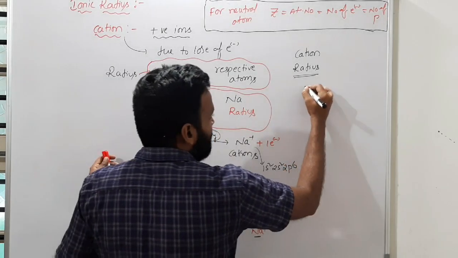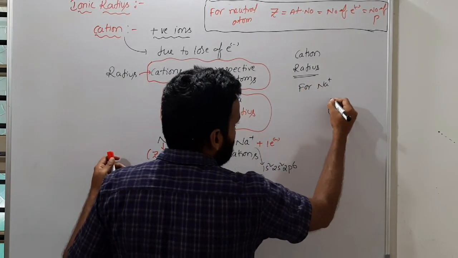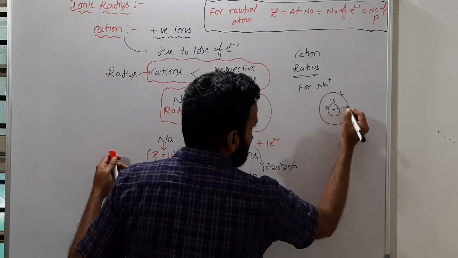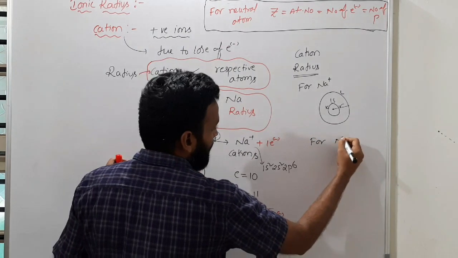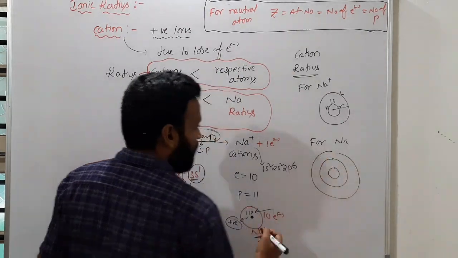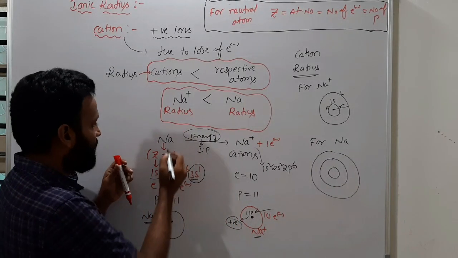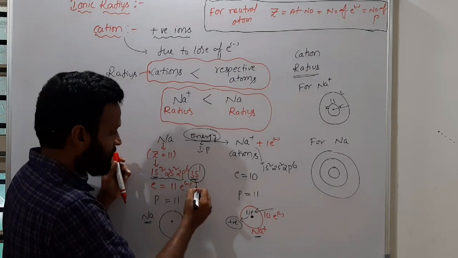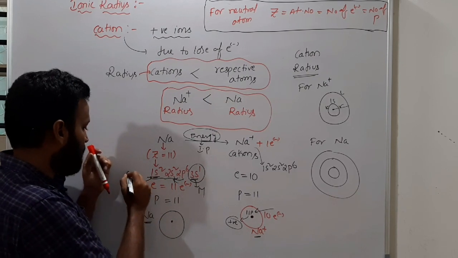So for Na+, what is the radius you have to consider? This is 1s and here the second shell. This is K shell and this is L shell. So here to here is the radius for Na+. But for Na, what is the radius? For Na, you have to consider the third shell. Why are 3 shells being considered for Na? Because this is 1s means K shell, 2s, 2p means L shell, 3s means M shell also present.